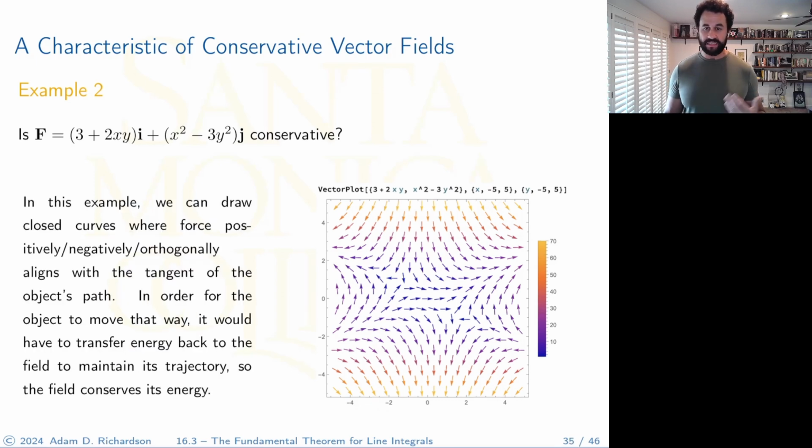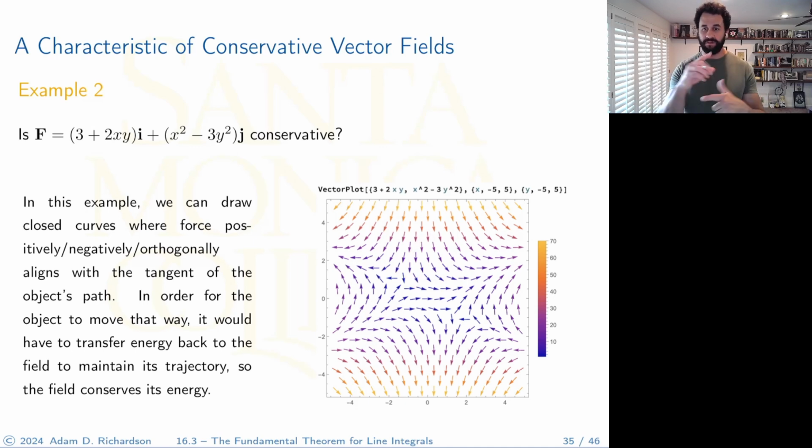Now, why is that the case? Kind of using the same intuition as before, you can draw closed curves anywhere you want, and you're going to have places where the force is positively or negatively or orthogonally aligned with the tangent of the curve. And so what's going to happen is that's going to start canceling everything out as long as you have a closed curve, right? A simple closed curve. In order for the object to move that way, it's going to be transferring energy back to the field to maintain its trajectory. So the field is conserving energy, right? Like if you try to go this way, you're going to have to fight. But then when you go this way, you're going to get assistance.